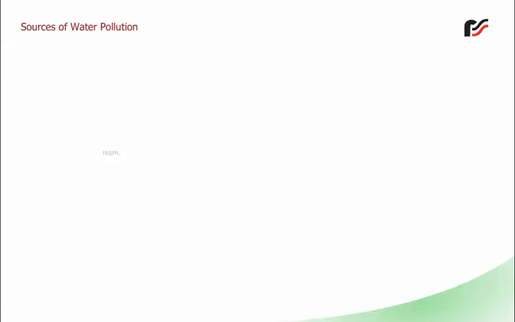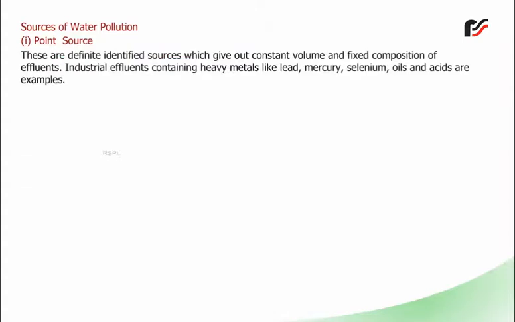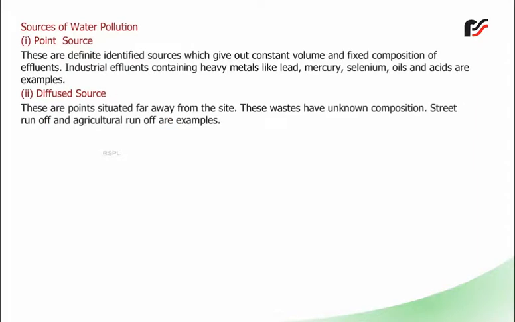Sources of water pollution. 1. Point source. These are definite, identified sources which give out constant volume and fixed composition of effluents. Industrial effluents containing heavy metals like lead, mercury, selenium, oils, and acids are examples. 2. Diffused source. These are points situated far away from the site. These wastes have unknown composition. Street runoff and agricultural runoff are examples.